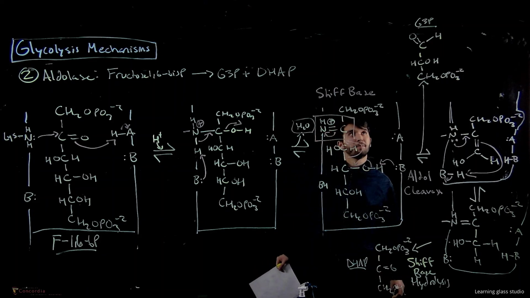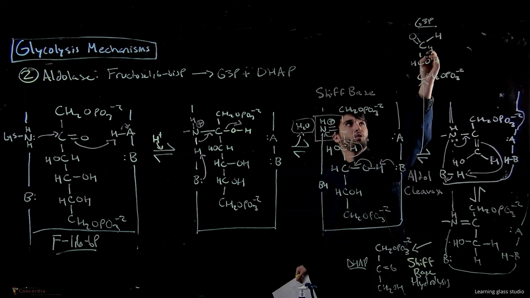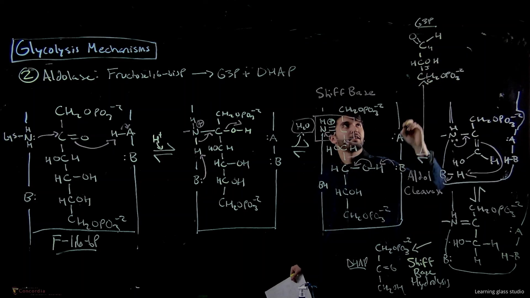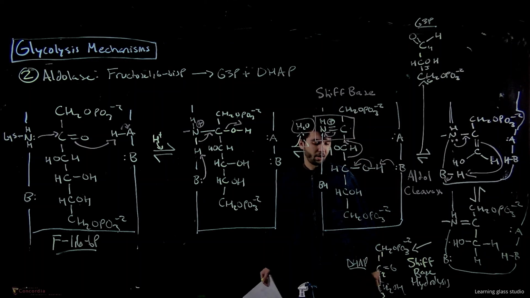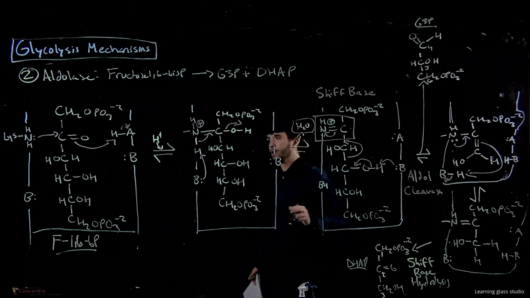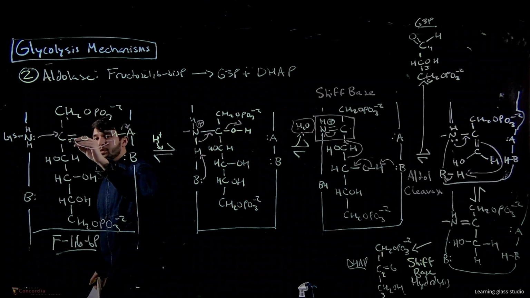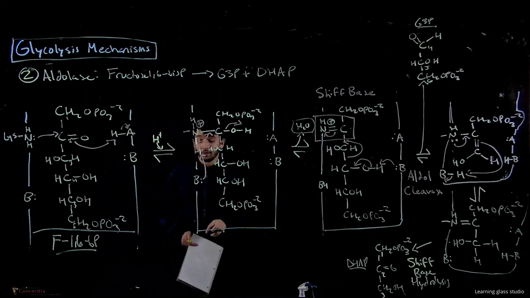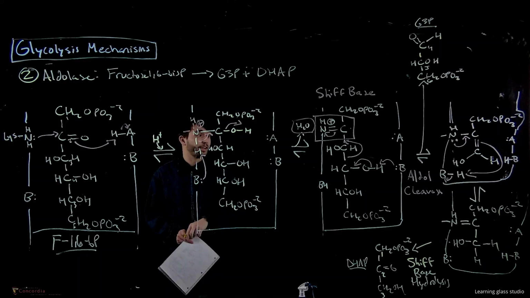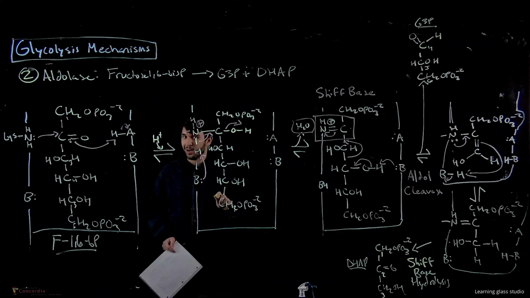So what we end up seeing is that this is carbon 4, 5, and 6 in G3P, and carbon 1, 2, and 3 in DHAP, and those correspond to the carbons in fructose 1,6-bis-P. All right, so that's definitely the most complex mechanism. Let's look at another one that is not this complex, all right?